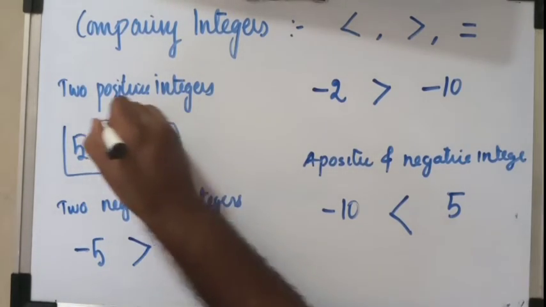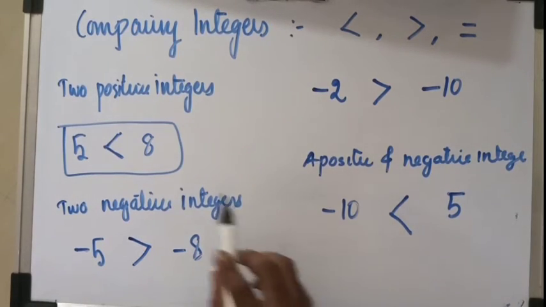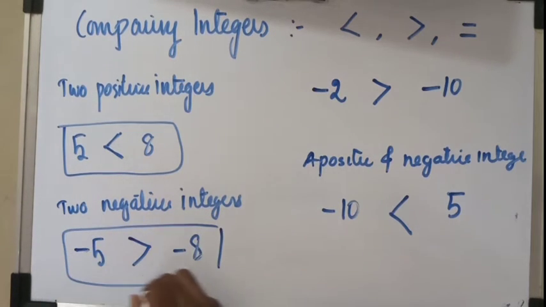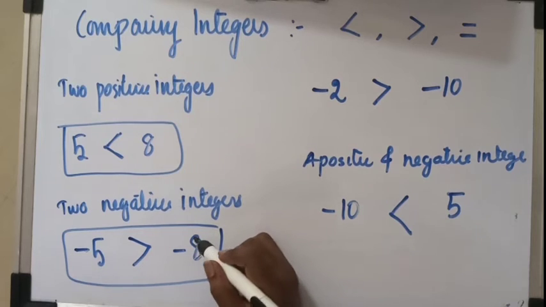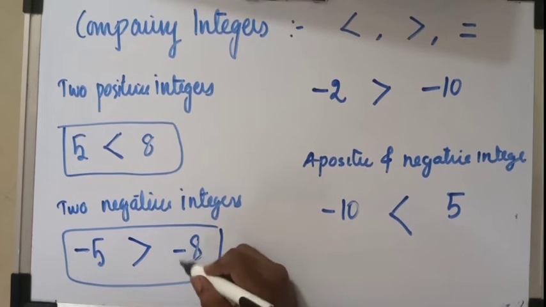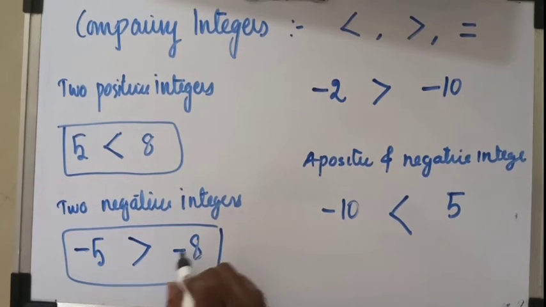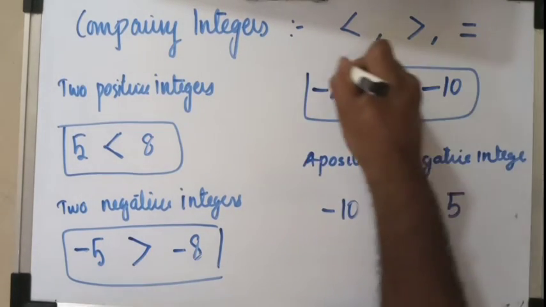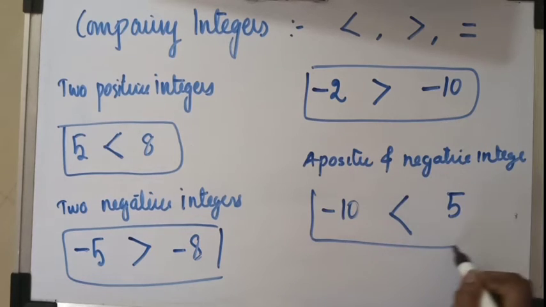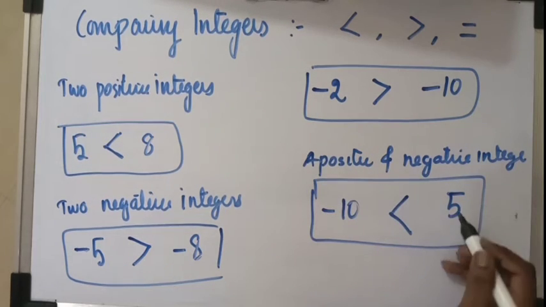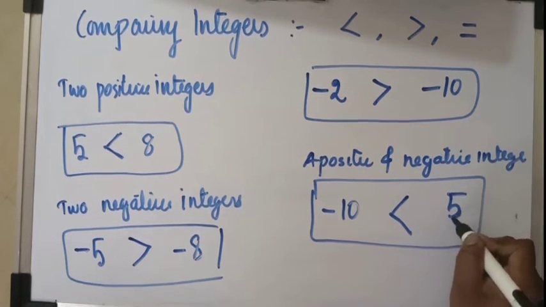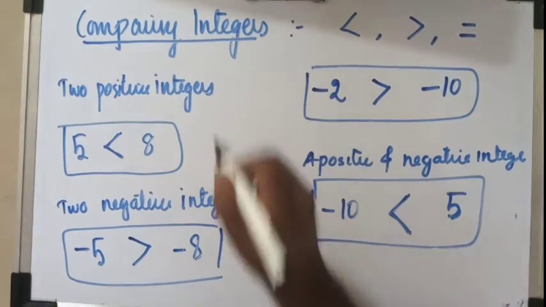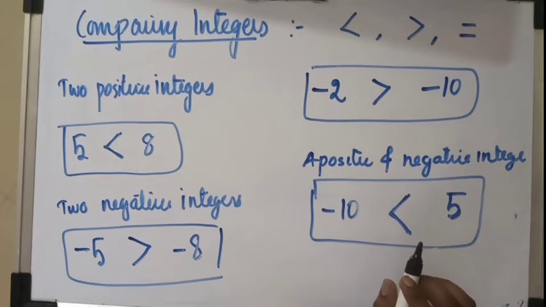So children, when two positive integers are compared, the greater number will be the greatest. When two negative integers are compared, the greatest negative number is always considered as smaller, and the smallest negative number is considered as the greater number. In the same way, when a negative and a positive integer are compared, the positive number will always be the greater number. Okay children, this is how we have to compare integers.